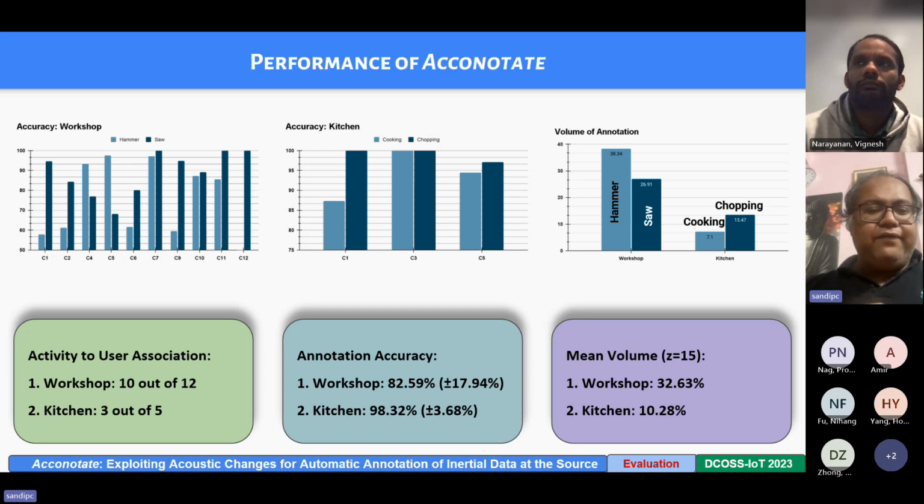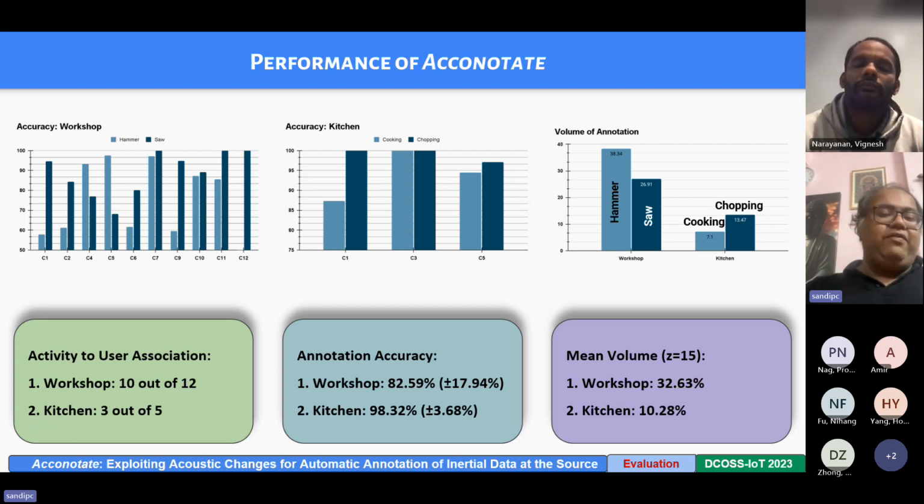We have collected the data from two different environments, a workshop environment as well as a kitchen environment. In the workshop environment, we found that out of 12 different instances, in 10 instances, it could correctly identify the users. For kitchen, it was 3 out of 5. For annotation accuracy, in the workshop environment, it was 82%, whereas in the kitchen environment, it was 98%.